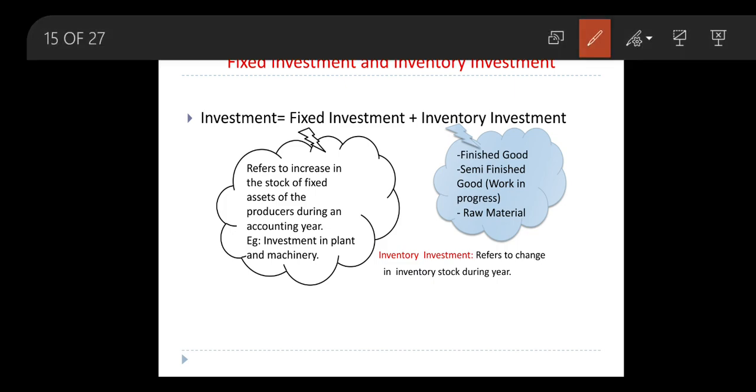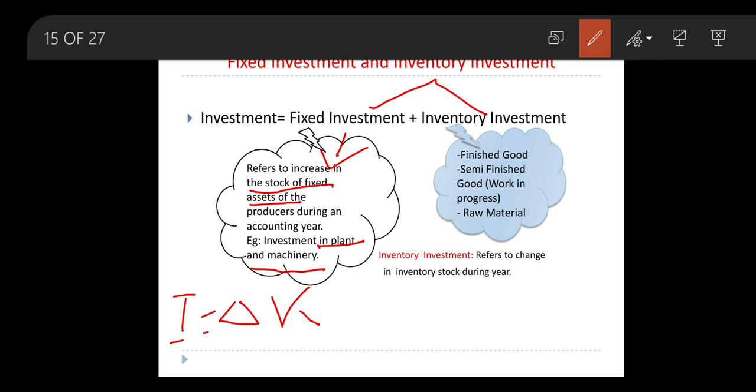Okay, let's move on to fixed investment and inventory investment. Investment comprises fixed investment and inventory investment. Okay, so fixed investment refers to increase in the stock of fixed assets of the producer during an accounting year. Okay, so increase in the stock of fixed assets, or increase in the stock of plant and machinery, or increase in the stock of capital. This is your fixed investment.